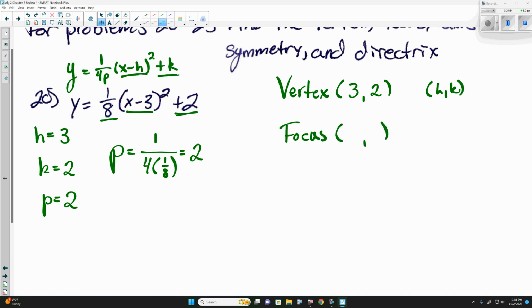Our focus in the general form for this here is h comma k plus p. And when you're doing these here, I would continuously refer back to your reference sheet so that you make sure to match these up. Our h value is still 3, but k plus p we do need to calculate. So when you say k plus p, k value is 2, p value is 2, which tells us our y value, the focus is 4. So the focus is the point (3, 4).